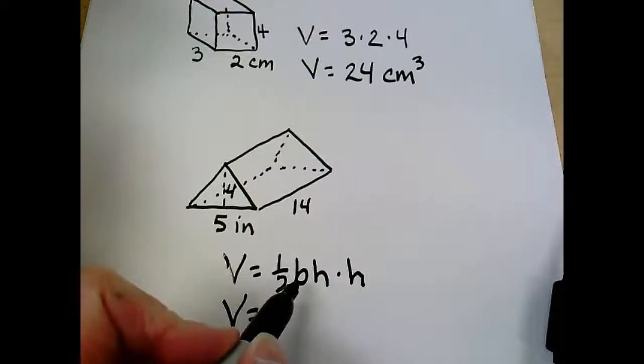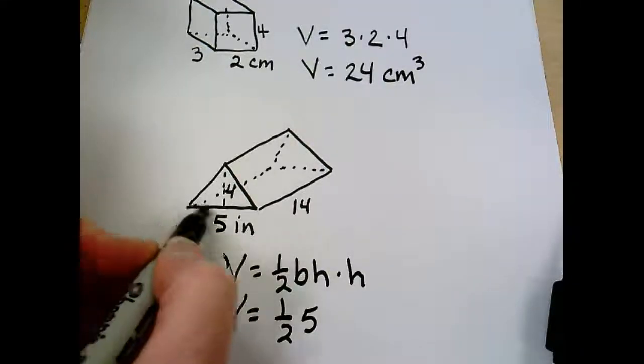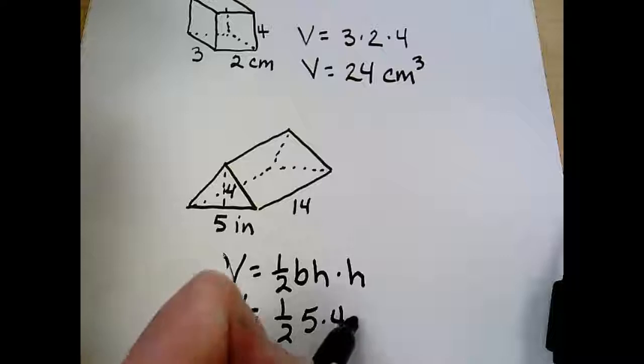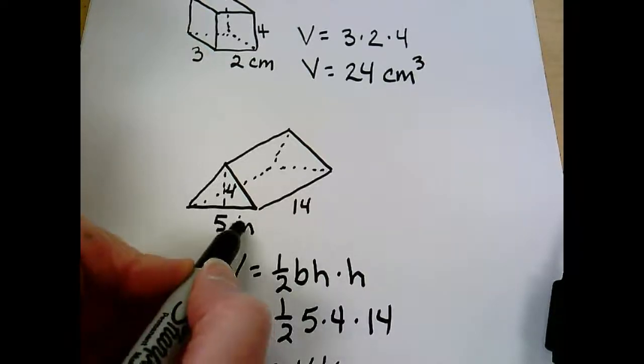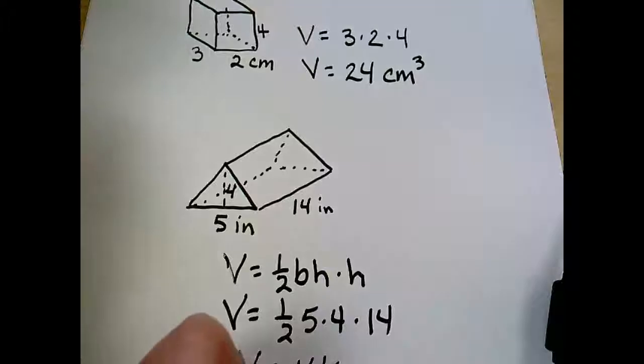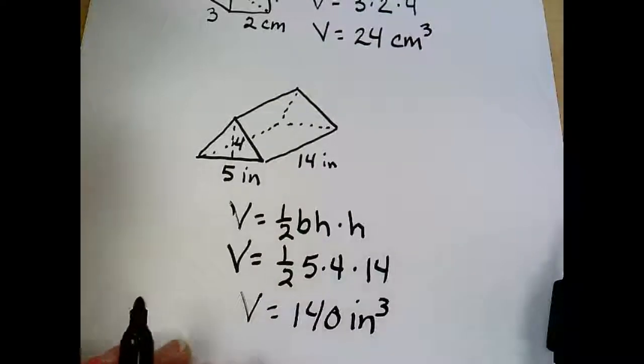So volume equals 1/2 the base of 5. The height of the triangle is 4. And the height of the prism is 14. So I can go through, multiply them together. 5 times 4 is 20. Half of 20 is 10. 10 times 14 is 140. I had inches times inches times inches, so I have inches to the 3rd power.